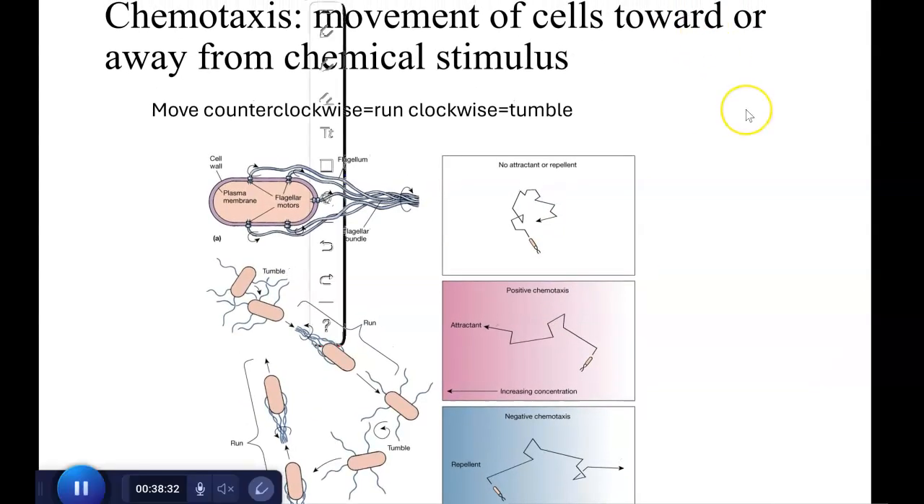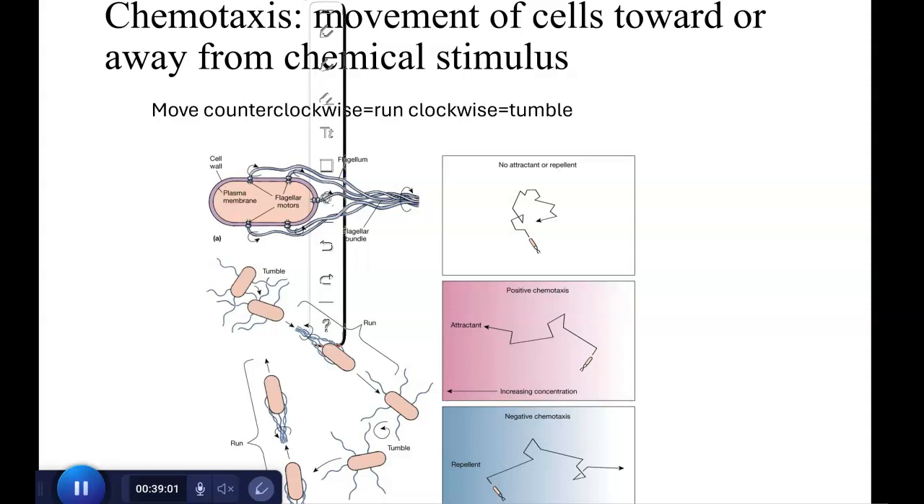So I mentioned that bacteria can actually move their flagella in different configurations to allow them to move towards things that are good. Like if there was a plate of chocolate chip cookies on the other side of the room, I would run towards it. Or to steer away from things that are bad, if maybe there's hazardous waste or chemicals in their vicinity. So this movement of either going towards something or away from something is what we call chemotaxis.